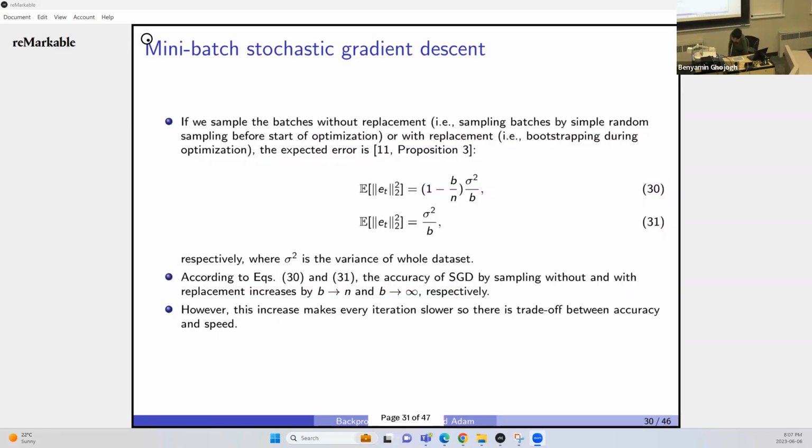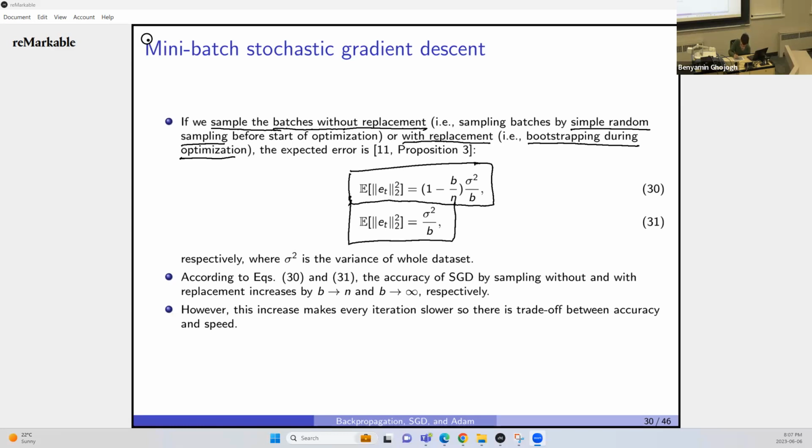Okay, now another analysis of this. If we sample the batches without replacement, that is sampling batches by simple random sampling before the start of optimization, or with replacement, which is bootstrapping during optimization, these are the expected errors. If it is without replacement, equation 30. If it is with replacement, equation 31. For proofs, you can see my tutorial paper of sampling algorithms, proposition 3. Okay, now let's analyze them. And what is sigma squared? It is the variance of the whole data set.